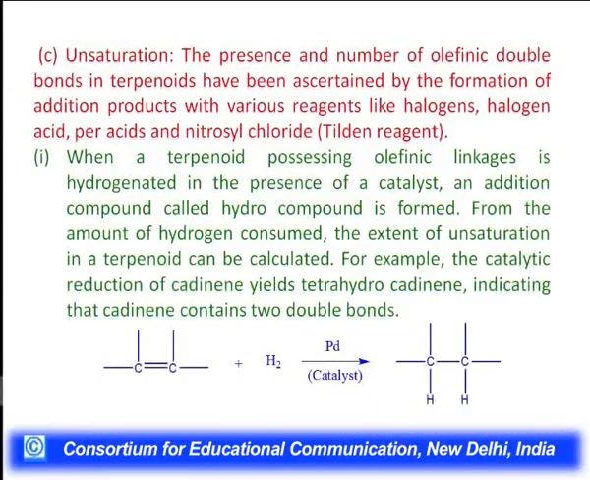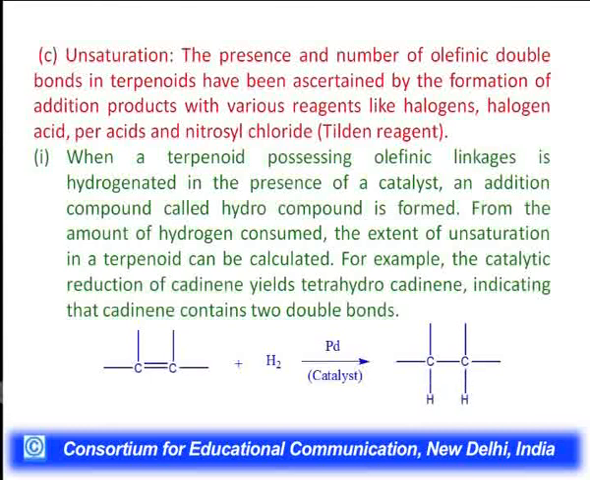Then comes the unsaturation, whether these hydrocarbons contain a double bond or how many double bonds are present in them. For that there is an unsaturation test. The presence and the number of these olefinic double bonds in the terpenoids have been ascertained by the formation of addition products with various reagents like halogens, halogen acids, peracids and nitrosyl chloride, which is also termed as Tilden reagent. When a terpenoid possessing the olefinic linkage is hydrogenated in the presence of a catalyst, an addition compound called hydro compound is formed.